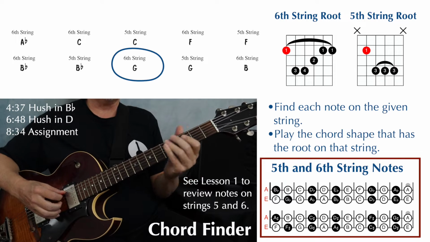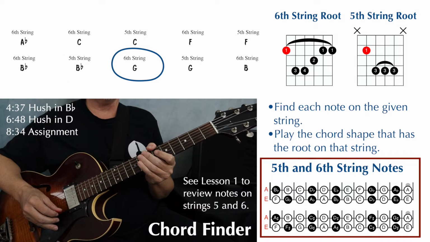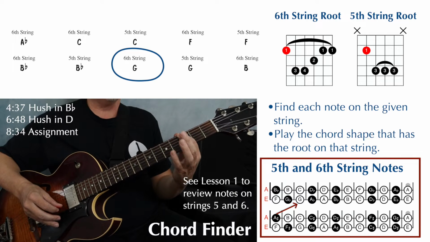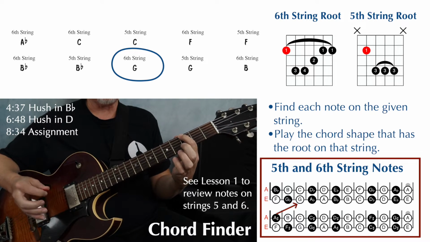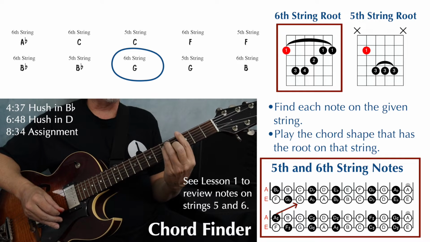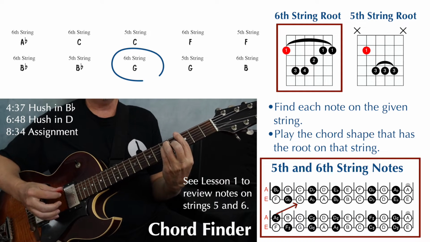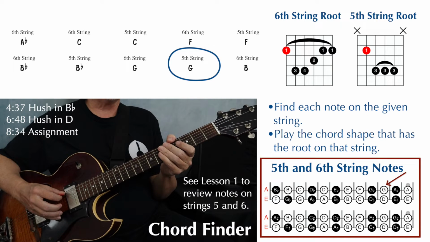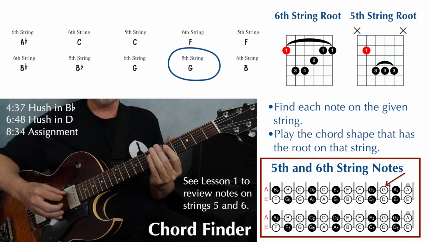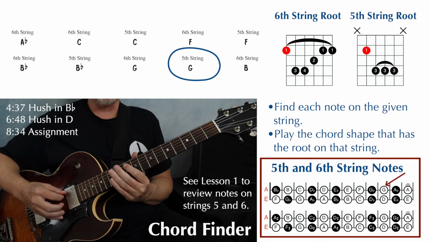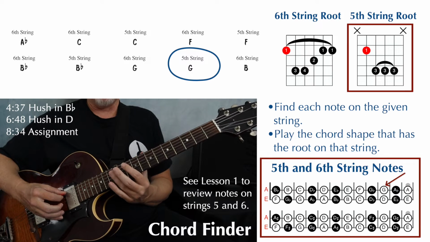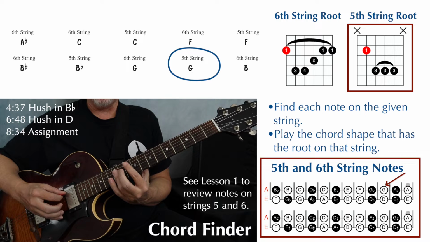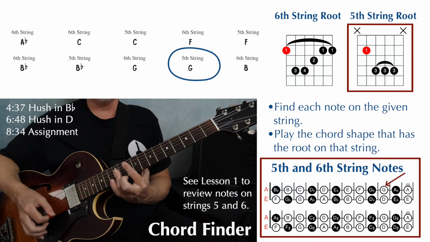And then we have our G major on the 6th string. So first you find your G on the 6th string, so we know where our root note is. That's going to be at the 3rd fret. Play the 6th string shape. And G major on the 5th string. So again, we find our root note, this time on the 5th string. That's going to be way up at the 10th fret. And we play our 5th string shape because our root note is on the 5th string.